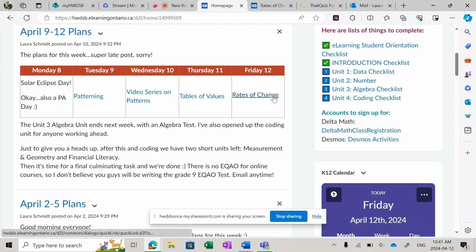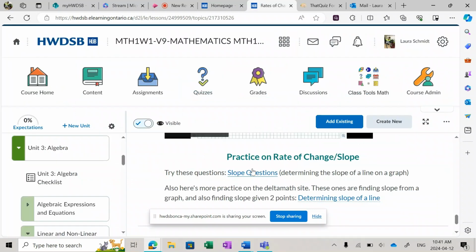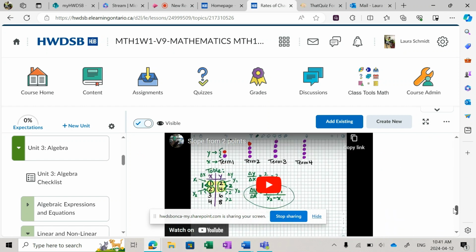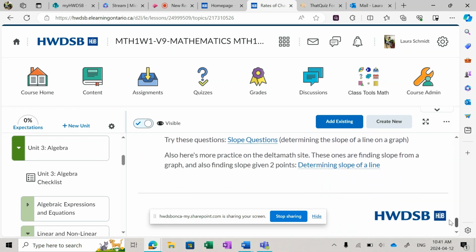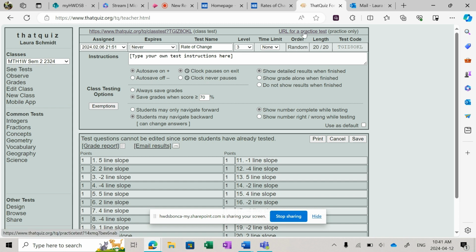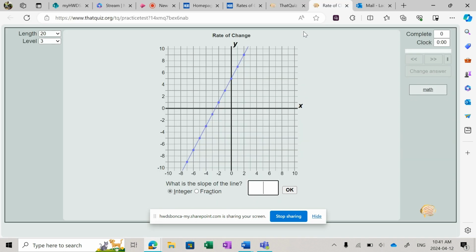So rates of change. If I click here, it's going to take me to the rates of change page. Once you work your way down here and watch a couple of videos, it takes you to the practice questions. The first practice question is what I got a question about, so I'm just sharing this with everyone in case everyone's having this trouble. When you click on slope questions, I believe it takes you to this test on rates of change.